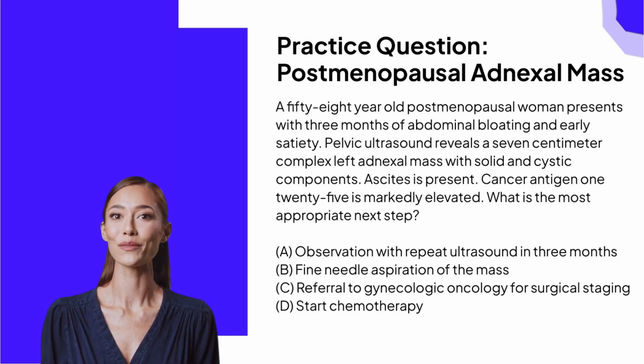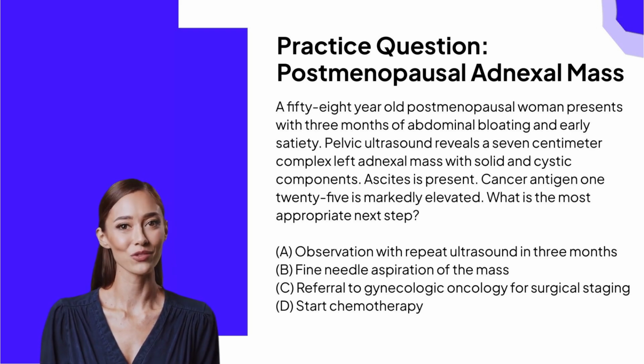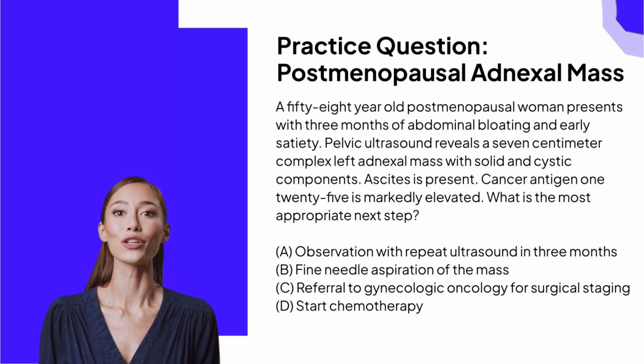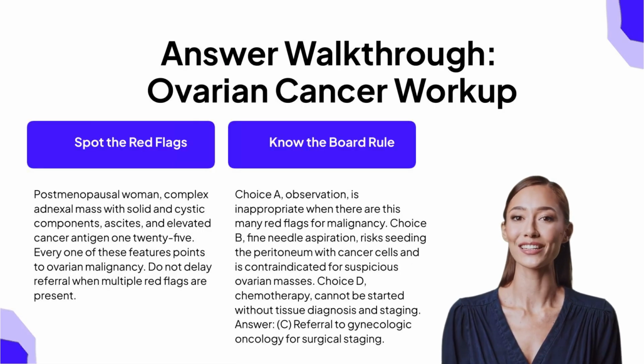Think about what you know about the workup of a suspicious adnexal mass in a postmenopausal woman. The choices are A. Observation with repeat ultrasound in 3 months, B. Fine needle aspiration of the mass, C. Referral to Gynecologic Oncology for surgical staging, D. Start chemotherapy. Let us walk through this answer.